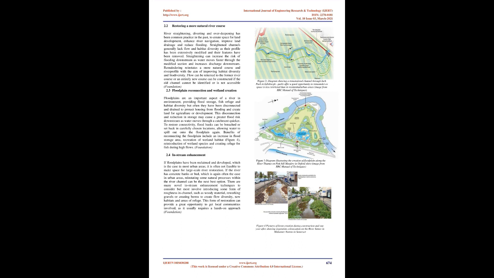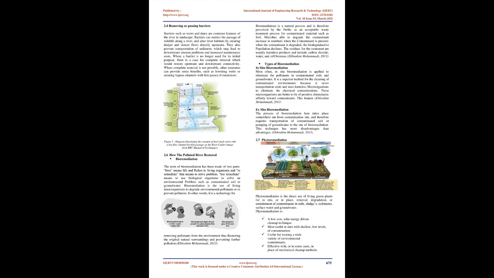Straightened channels generally lack flow and habitat diversity, as their profile has been extensively modified and their features have been removed. Straightening can increase the risk of flooding downstream as water moves faster through the modified section and increases discharge downstream. Re-meandering reinstates a more natural course and river profile with the aim of improving habitat diversity and biodiversity. Flow can be returned to the former river course, or an entirely new course can be constructed if the old channel cannot be identified or is not accessible.